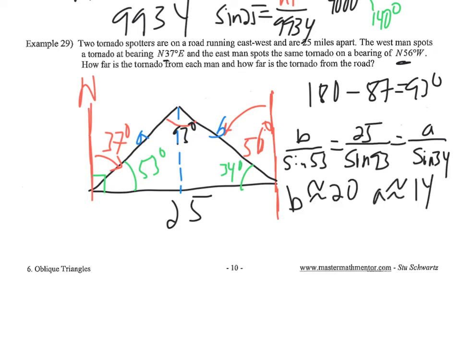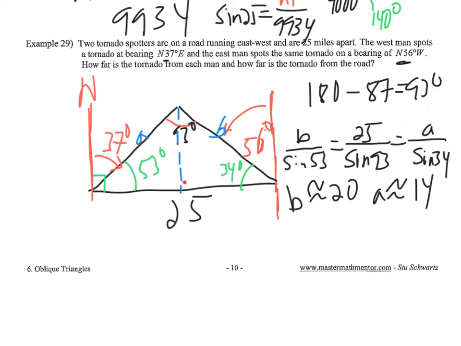Okay, so when I did that arithmetic, I multiplied those two, divided by sine of 93. I got about 20, it was 19 point something, and rounded up. And the same thing here, and practically to the nearest mile is plenty fine when you're talking about a tornado, right?